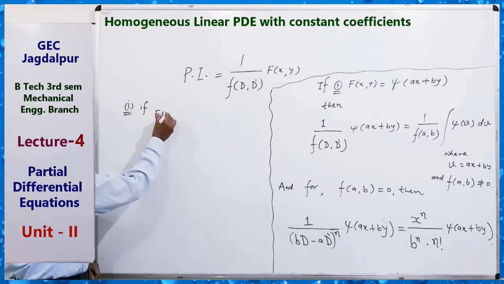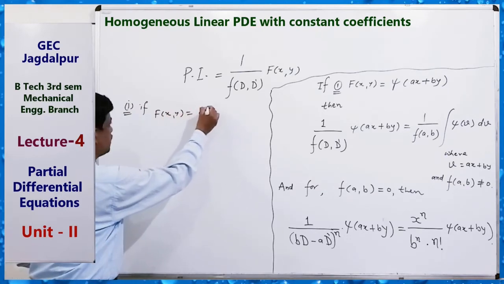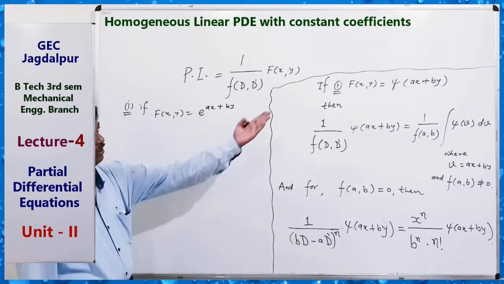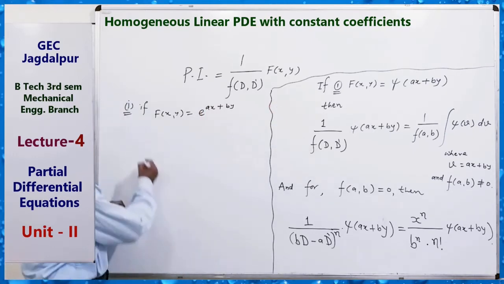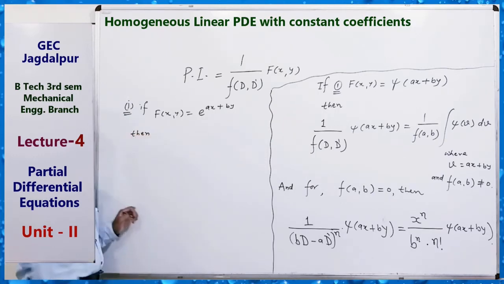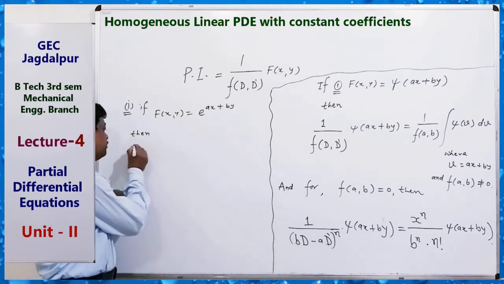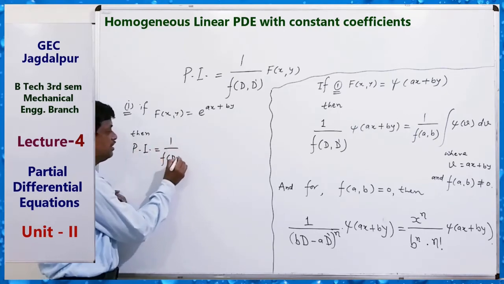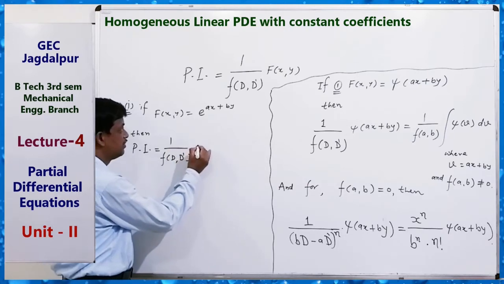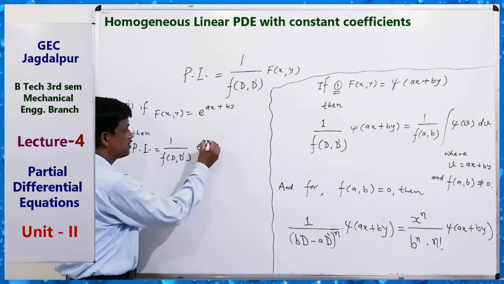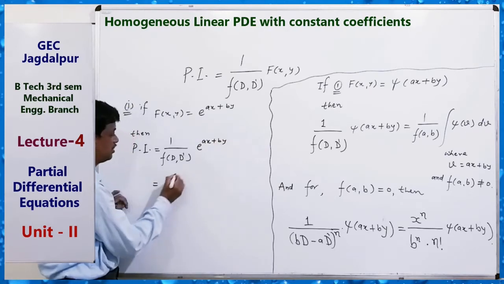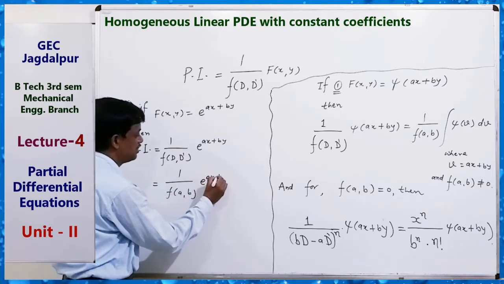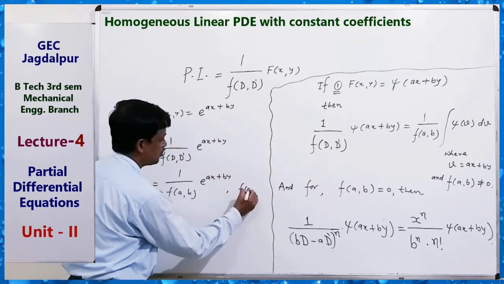By using this, first, if f(x,y) equals e to the power ax plus by, a function of ax plus by, then we can write the particular integral equals what? 1 upon f(D,D'), f(x,y) meaning e to the power ax plus by, equals 1 upon f(a,b) times e to the power ax plus by. Here f(a,b) is not equal to 0.